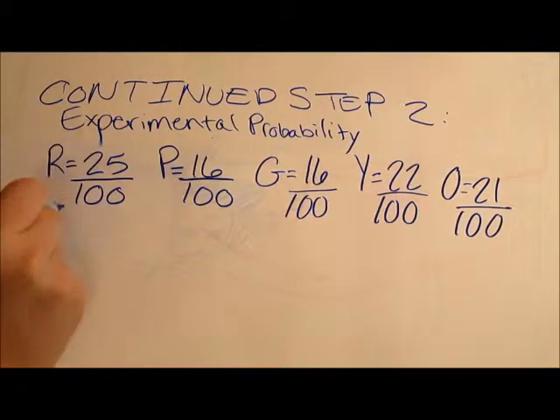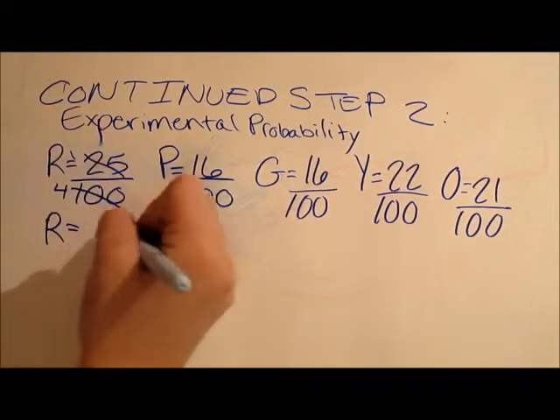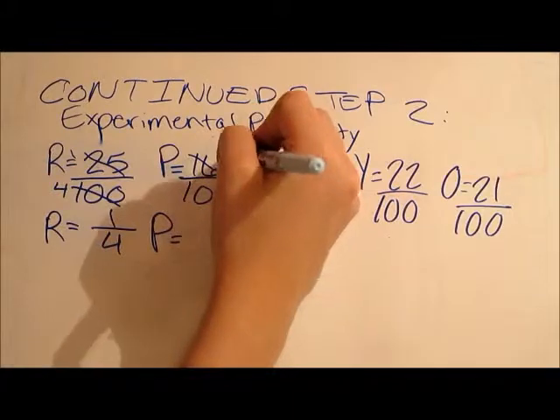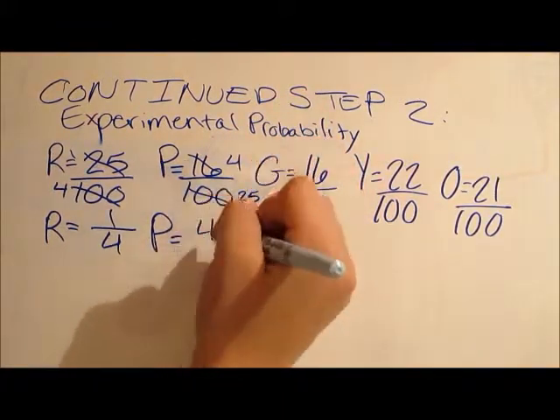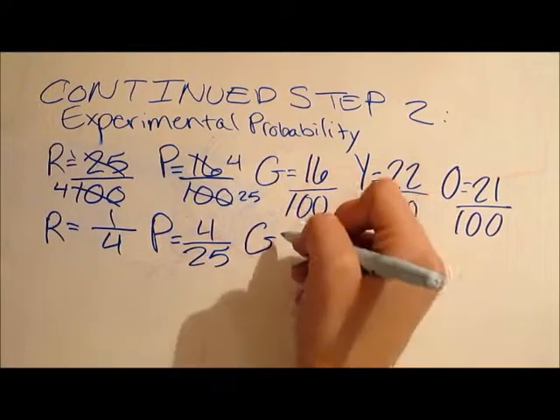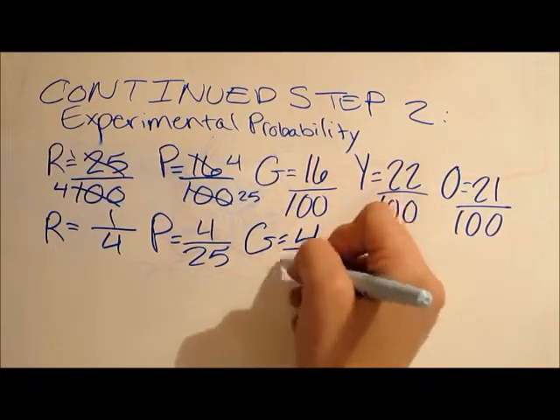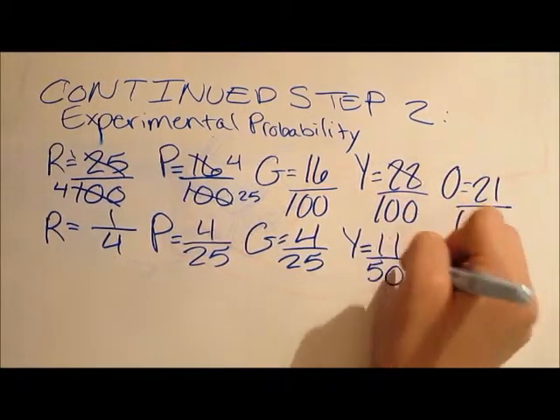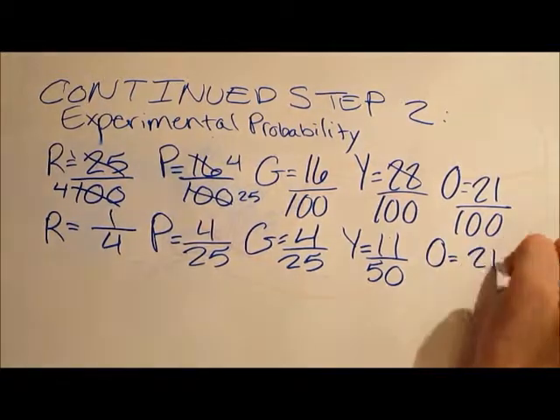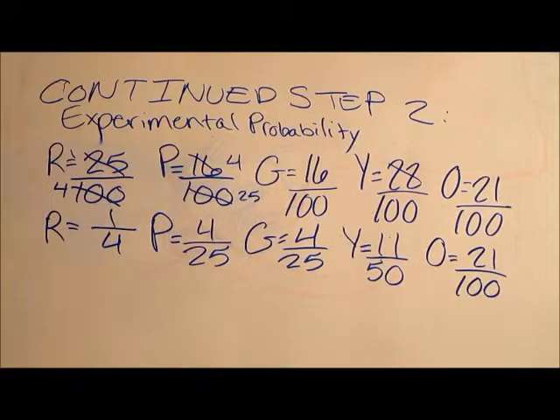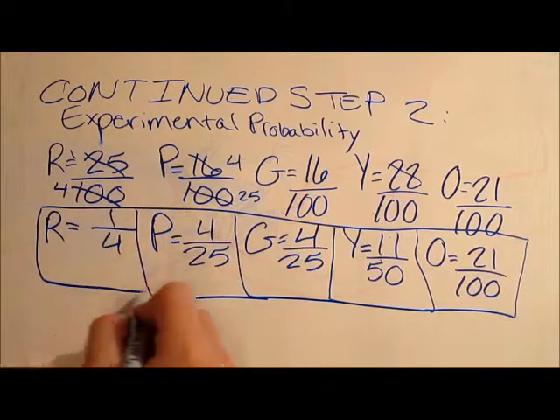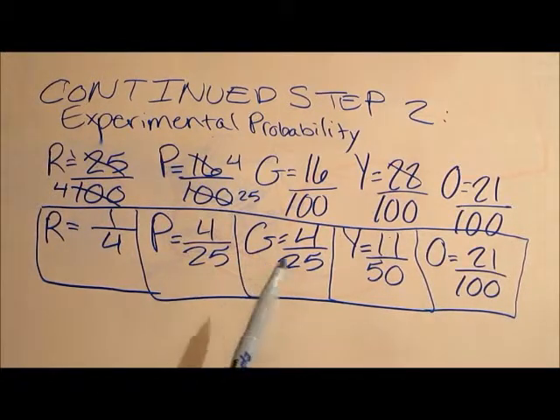Red can be simplified by 25, which is 1/4. Purple can be simplified by 4, which will be 4 over 25. Green can be simplified by the same, so it's 4 over 25. Yellow is simplified by 2, so 11/50ths. And orange cannot be simplified because there is no common number between 21 and 100. So that is the new experimental probability for continued step 2 of the Skittle Experiment.